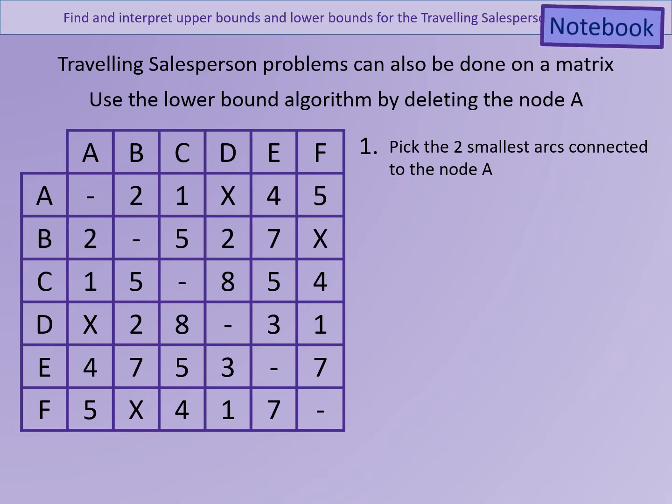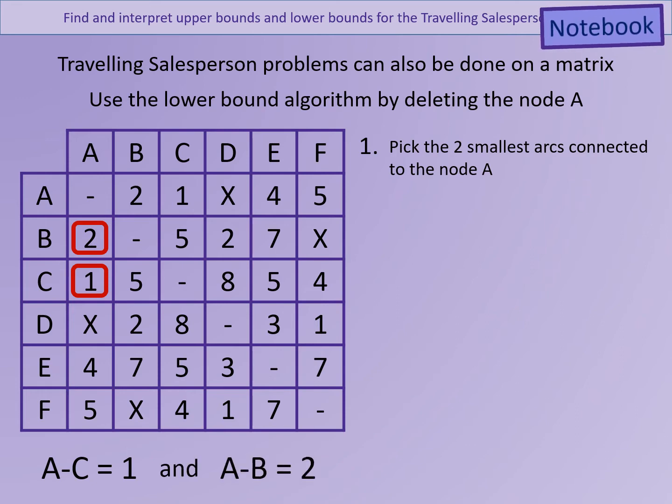We're going to choose node A. The two smallest arcs from node A are A to C and A to B. So we're going to use those in our final answer. We're then going to delete node A. Now the easiest way to do this is to rewrite the table with column A and row A missed out.